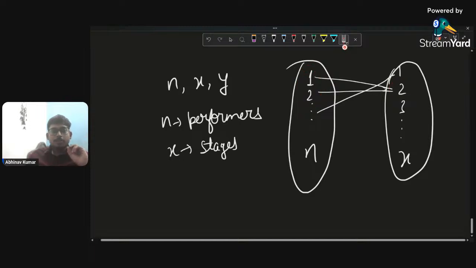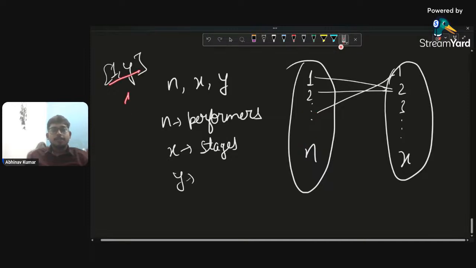Now we are also given a y. What does y mean? That every band would be given a score from the range of 1 to y. So after the performances, let's say there are some number of people who performed at stage number 1. After their performance, the whole group of those people would be given a score from 1 to y.